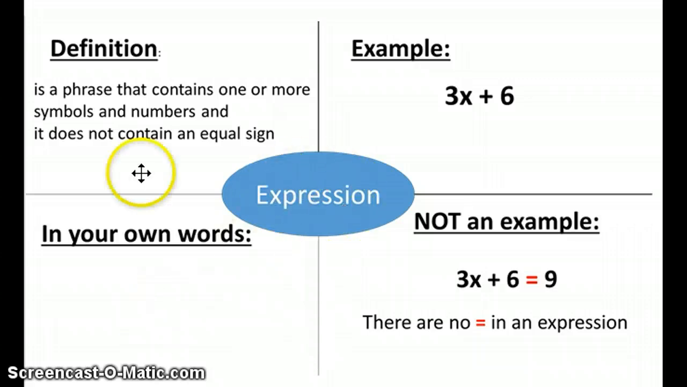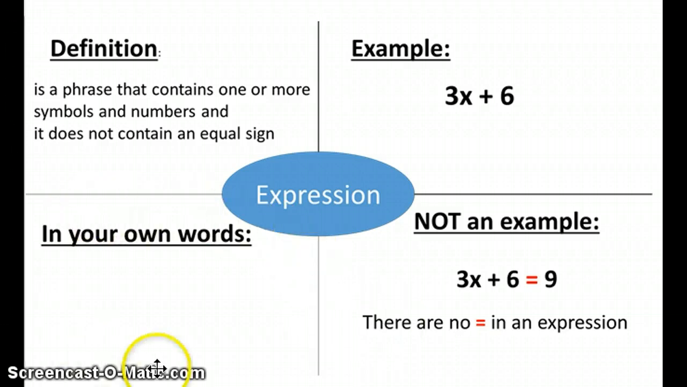Expression. An expression is a phrase that contains one or more symbols and numbers and does not contain an equal sign. If it had an equal sign, it would be an equation. Expressions are just the mathematical form. So an example would be 3x plus 6. Not an example would be 3x plus 6 is equal to 9. It is not an expression because it has an equal sign. There are no equal signs in an expression.